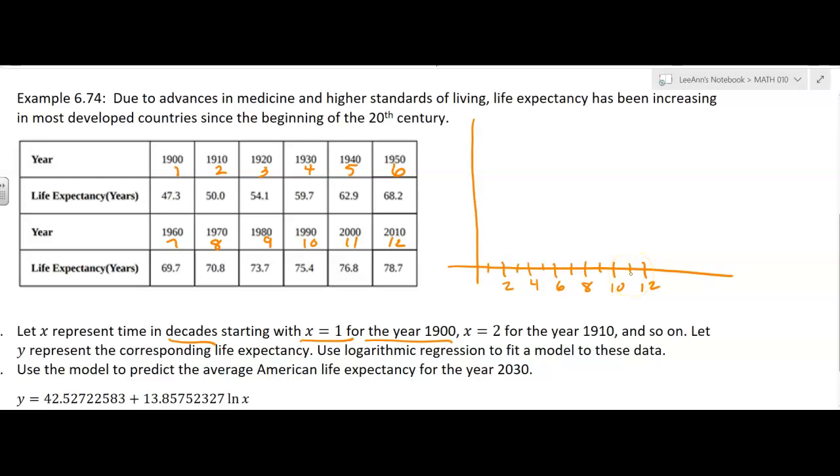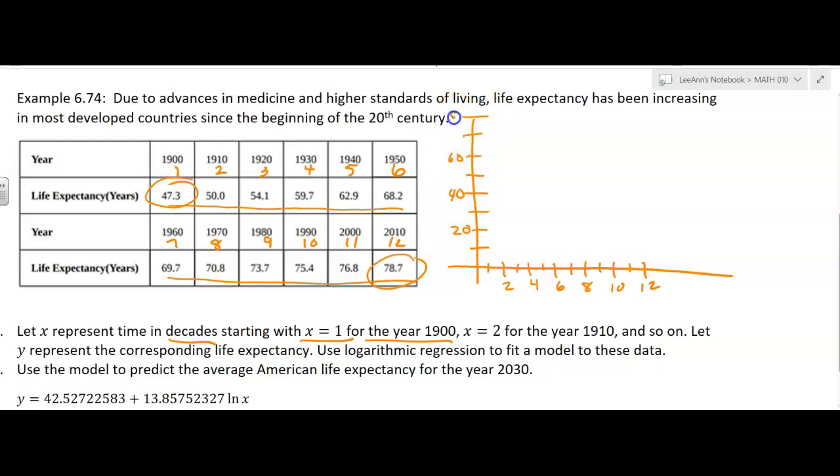And then life expectancy, what are we going from? It looks like they're increasing, right? And we're starting at about 47.3 and going up to close to 80. So what do we want to count by? Let's just count by tens: 10, 20, 30, 40, 50, 60, 70, 80.